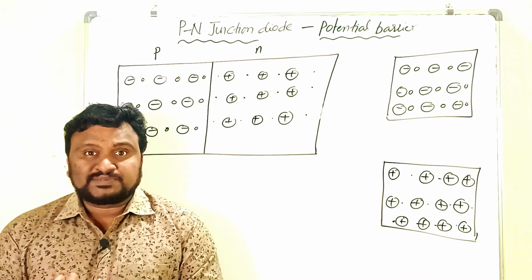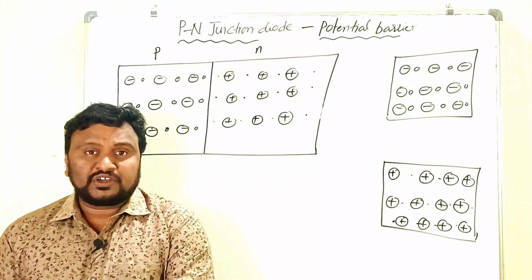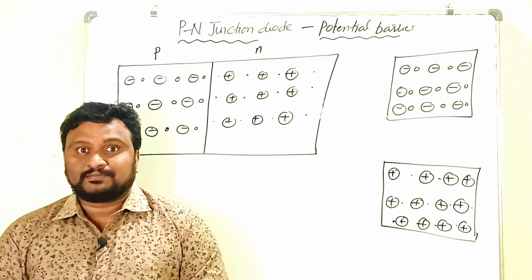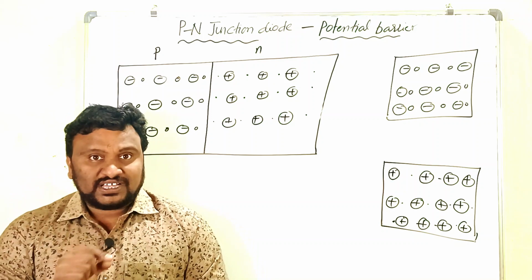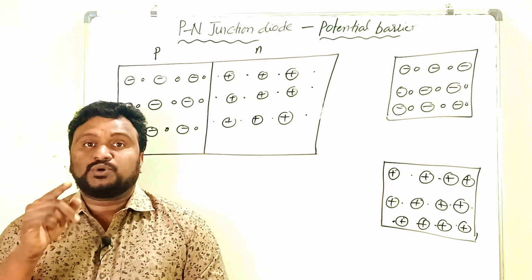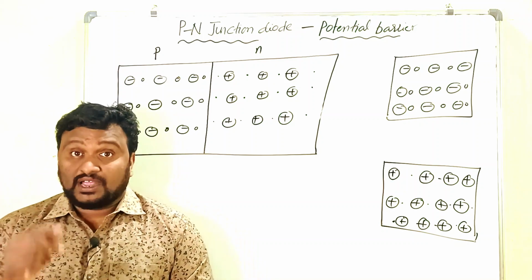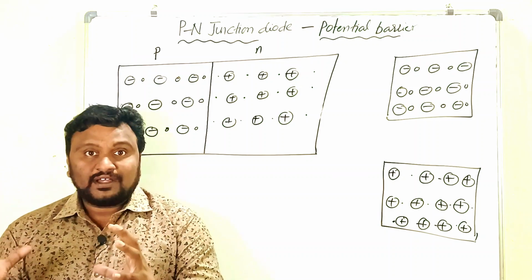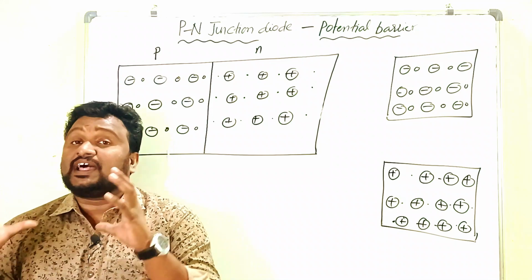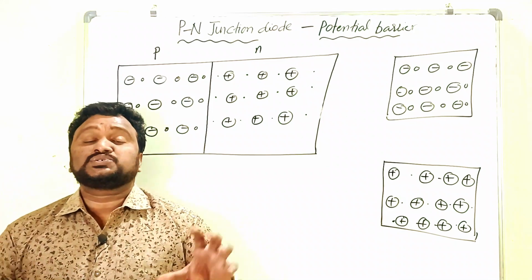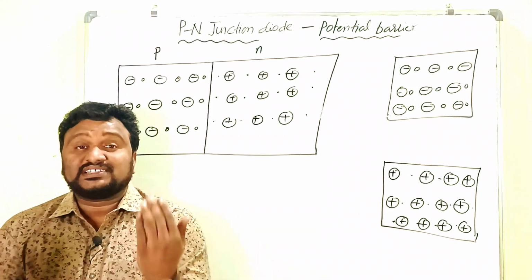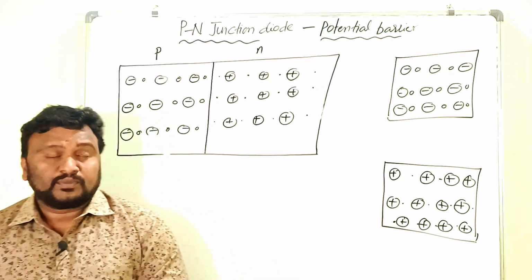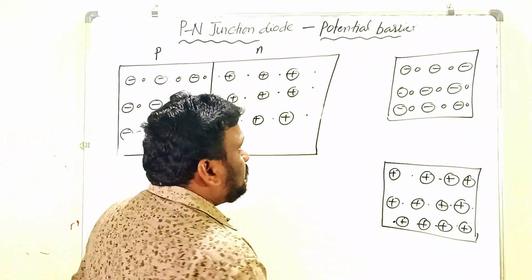I clearly explained the formation of p-type semiconductor and n-type semiconductor in some videos in the same playlist. Just go to the playlist and watch those videos. So dear students, when a p-type semiconductor and an n-type semiconductor are suitably joined together, a PN junction diode is formed. Look here now.